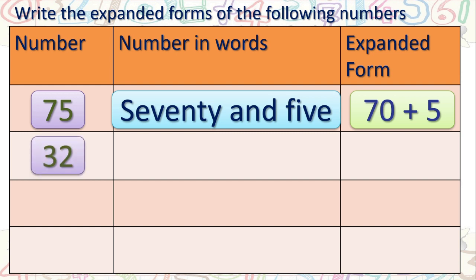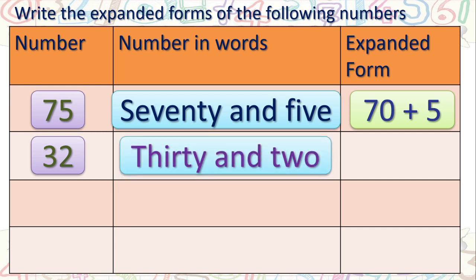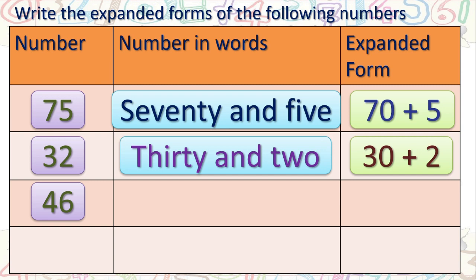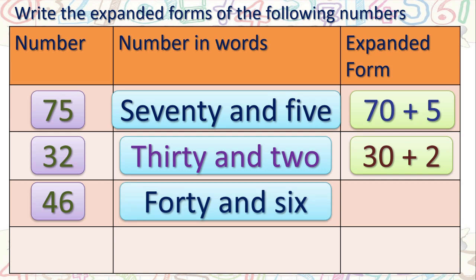Next number is 32. Come on, dear children, tell me how to write this in words and how to write the same number in expanded form. You are right. 30 and 2. Here, 30 plus 2. Next number 46. Very good. 40 and 6. And the expanded form is 40 plus 6.